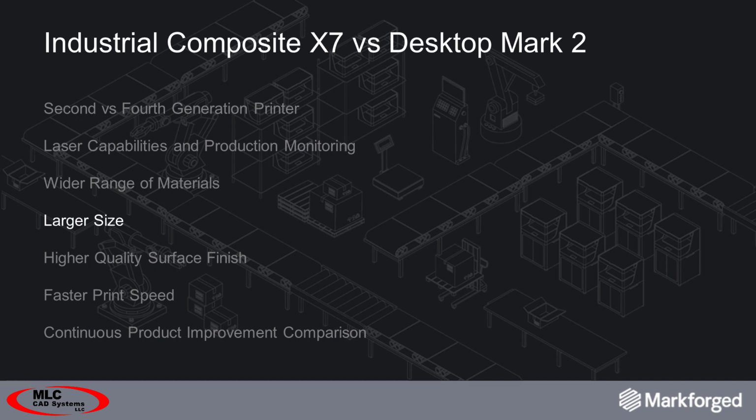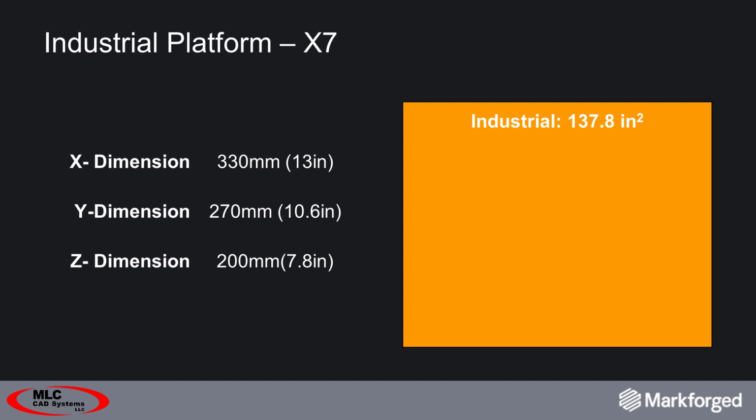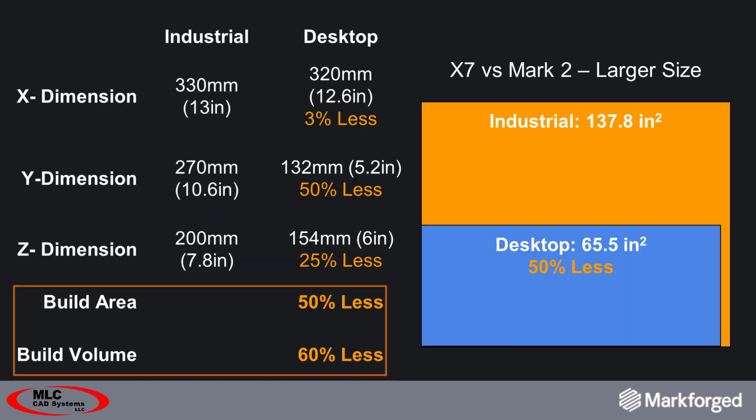Let's talk about size and build volume. The desktop platform via the Mark II, XYZ dimensions are shown here. Here are the industrial composite X dimension, Y dimension, and Z dimension. We bring those two together. This gives you a visual as to the build area and build volume capacity differences between the two platforms.